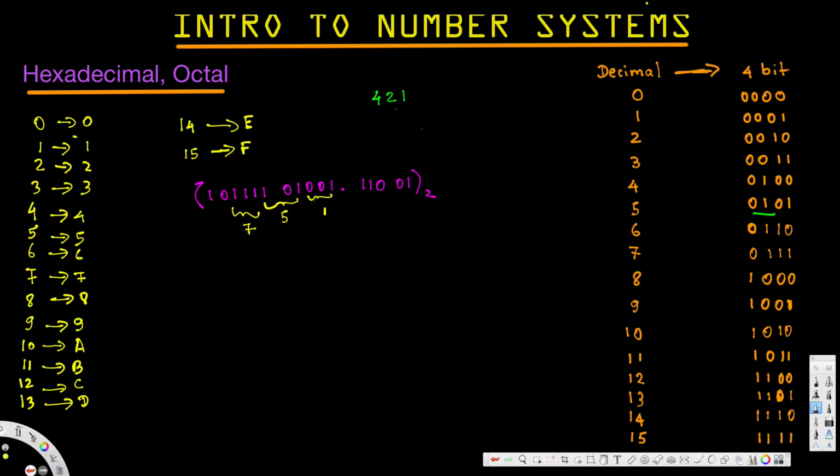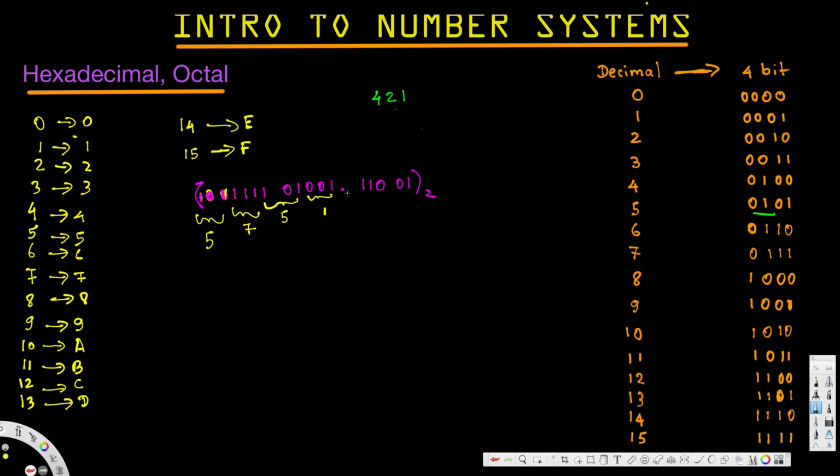0 0 1, 1 0 1, and then 1 1 1. Okay, let's put 1 0 1 here. It can be any number. For now I'm keeping this one as it is. So 1 0 1: 1 is 4, 0 is 2, and then 1 is 1, so that's going to be just 5.